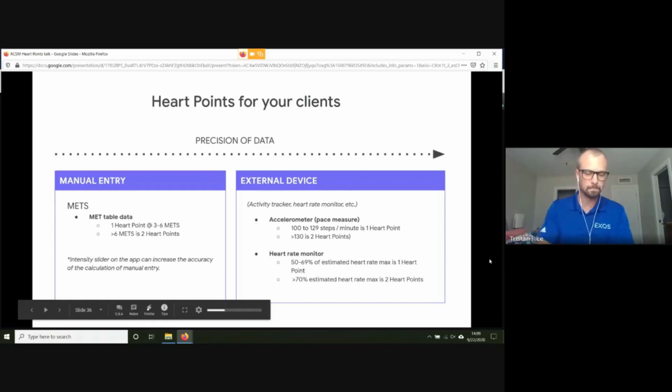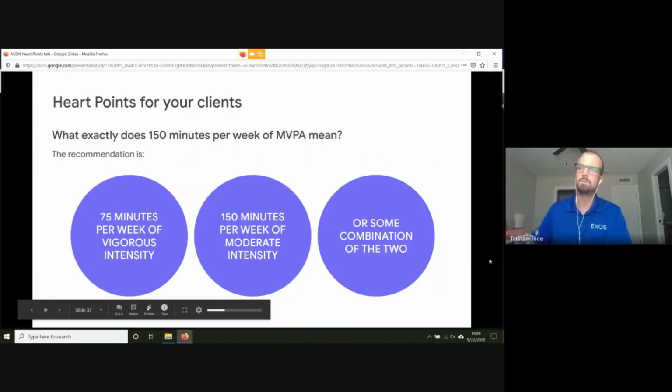And so when we look at the target of 150 minutes per week of moderate to vigorous physical activity, I think, what does that actually mean? And there are different ways, of course, that we can do that, considering that at a certain step frequency, at a certain heart rate, at a certain metabolic equivalent, you would get 1 or 2 heart points. If the goal is 150 per week, what that means is that there are different ways that you could get there. There are going to be lots of different ways that you could build 150 points across any given week.